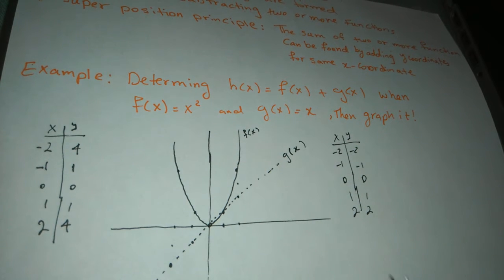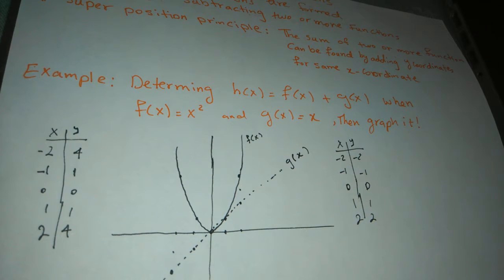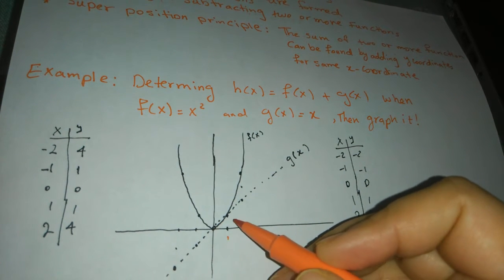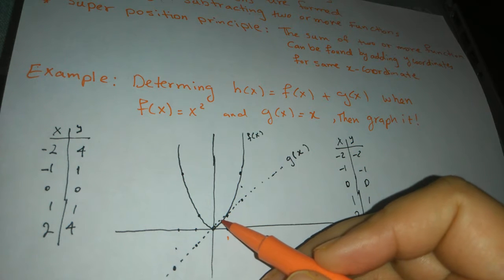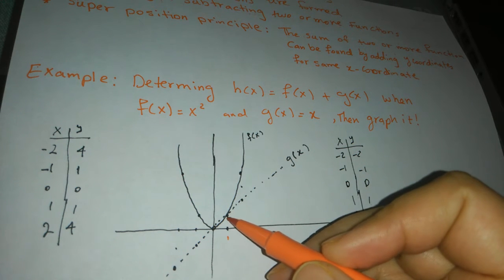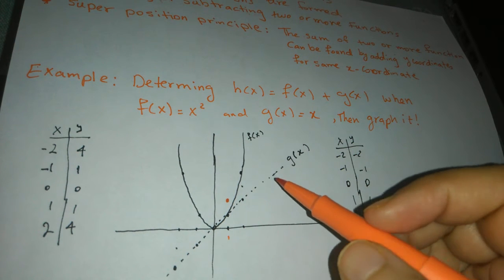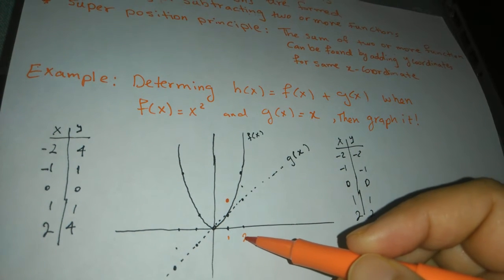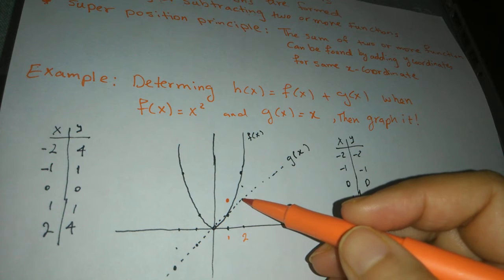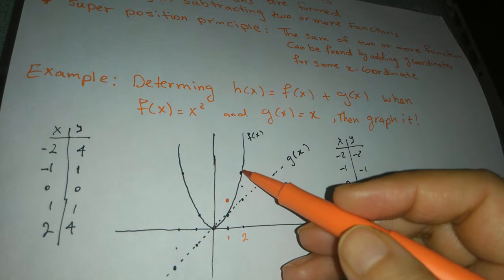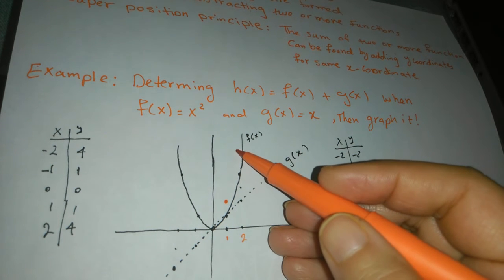Now I want to add these two functions graphically. How do I do that? For x equal to 1, the y for both of these two functions is 1. If I add up the y of them, 1 plus 1 is going to be 2. That's going to be the point. When x is 2, I'm adding their y's. The y here is 2 and the y here is 4. 4 plus 2 is 6. So I am here.